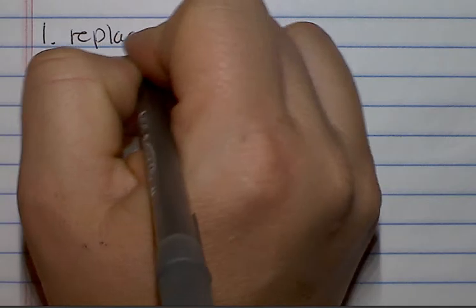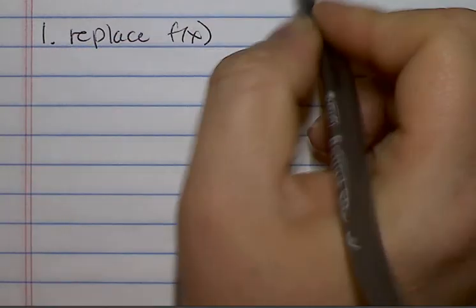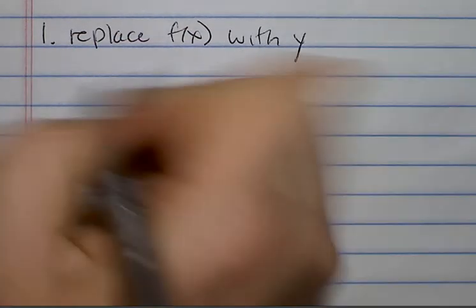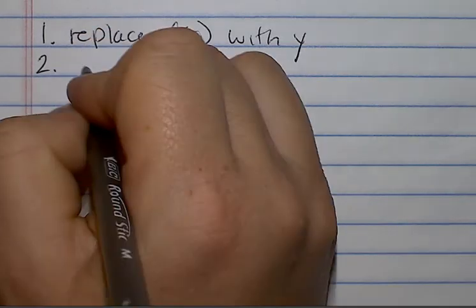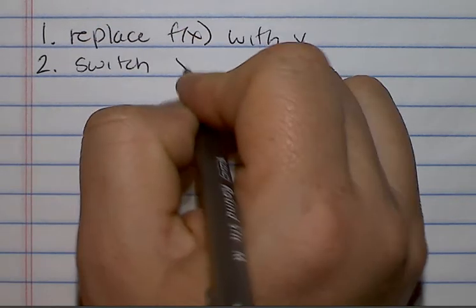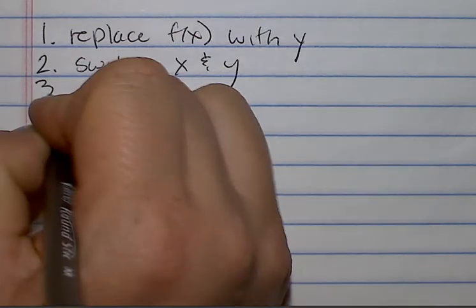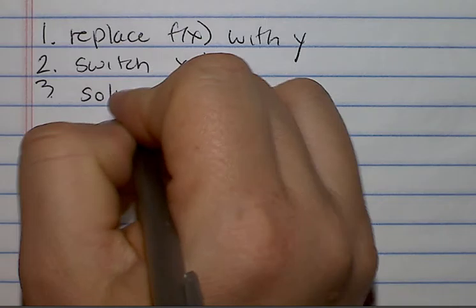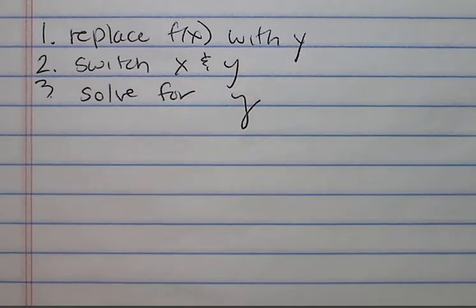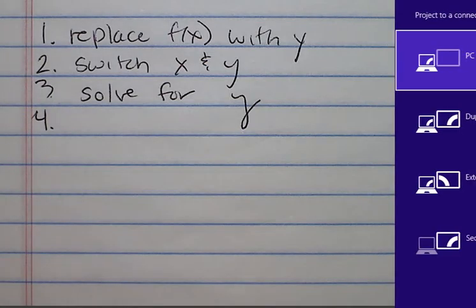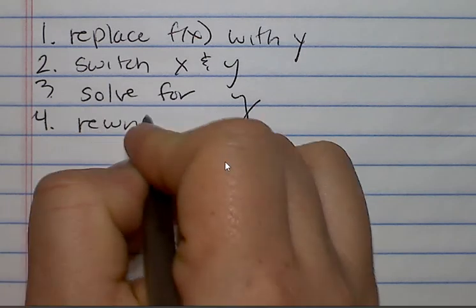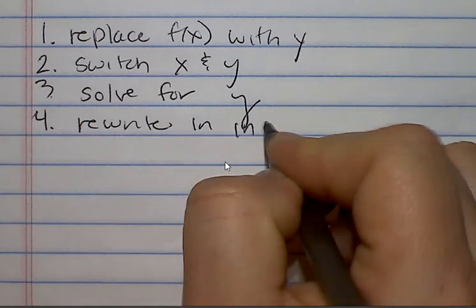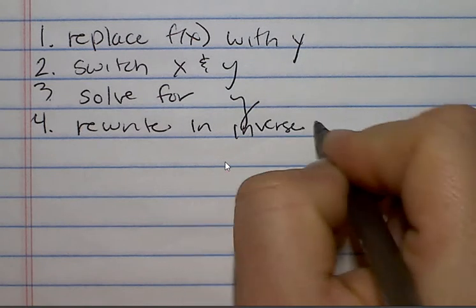Okay, so we're going to replace f of x or g of x, whatever it happens to be, with y. What is step number 2? Switch x and y. Step number 3? Solve for y. And step number 4? Rewrite in inverse notation.